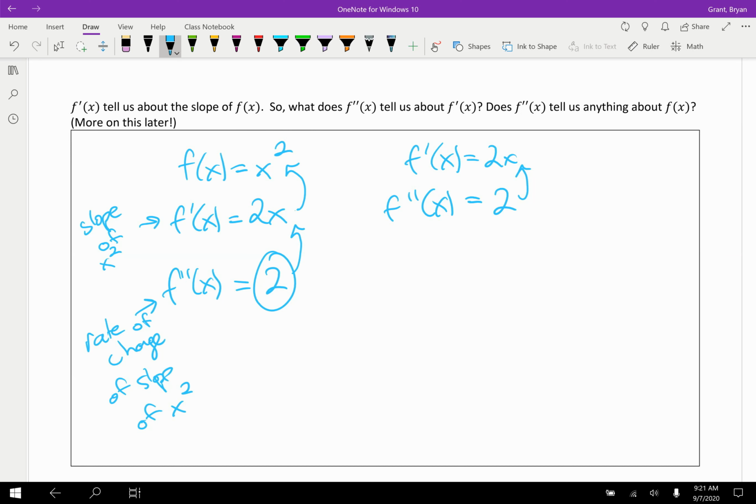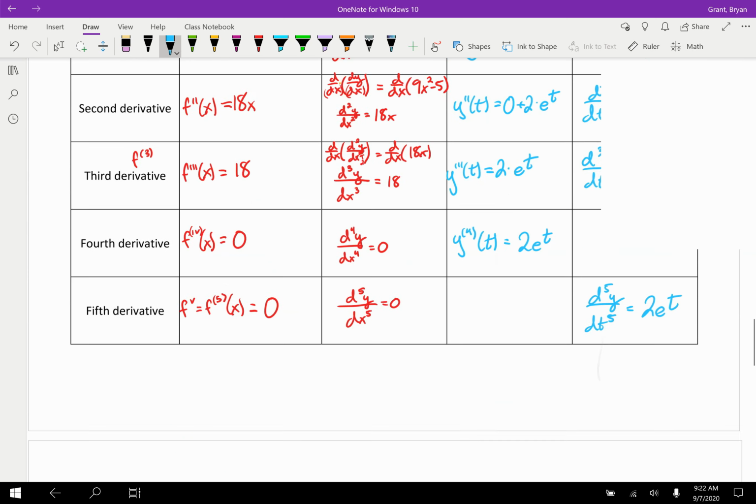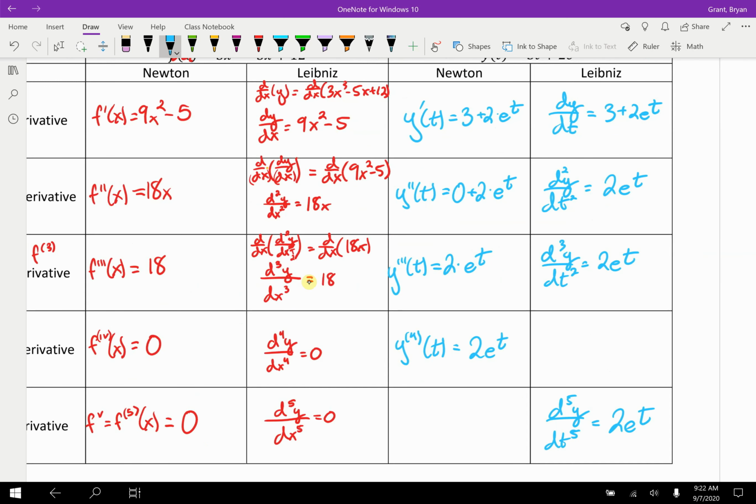Could we go further? Of course we could. We could say f triple prime of x, which in this case is 0, tells us that f double prime isn't changing. Or you could say that the rate of change of the slope of f prime is 0. Or you could go even further and say the rate of change of the rate of change of the slope of x squared is 0. And you could continue all the way down. So what that really means then is with our exponential function, the rate of change is always changing all the way down. However, for these polynomials that we saw over here, eventually the rate of change stays constant.